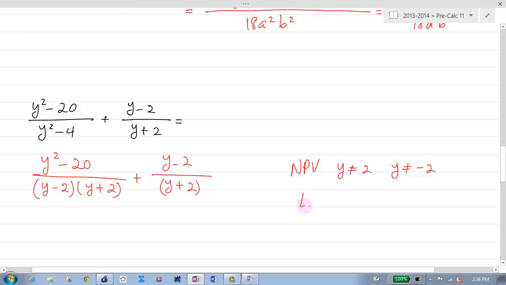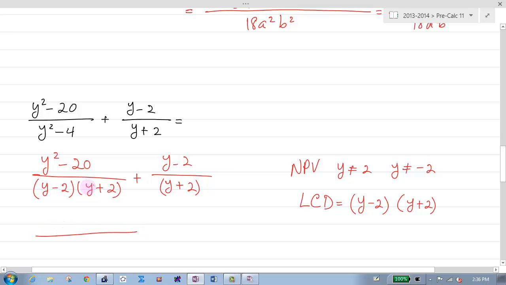To find out what the LCD is, I list all the factors: y minus 2, x minus 1, and y plus 2. I choose the highest degree one. The factors all have degree 1, so this is going to be the LCD. As Joshua was saying, if you were to state the non-permissibles, you don't need to do anything.